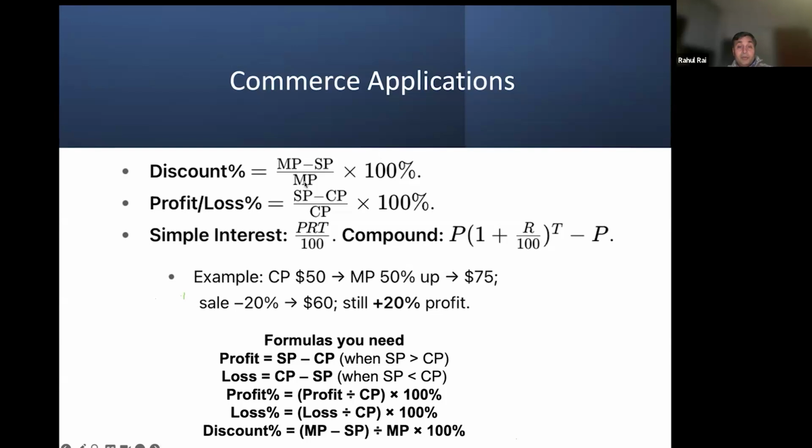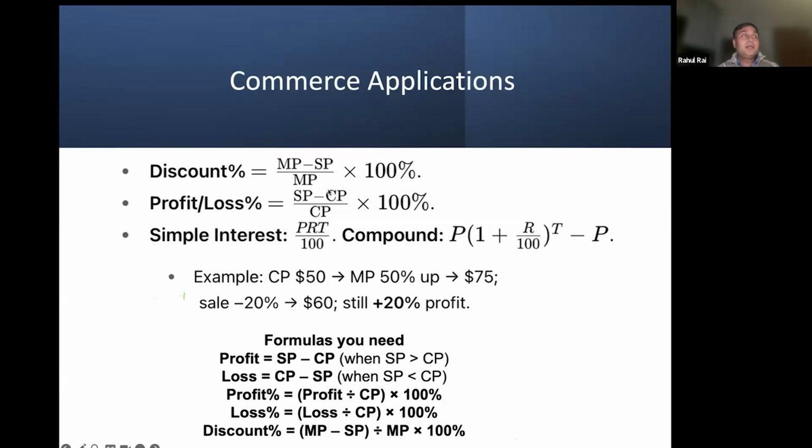Okay, now once you know the definition of what is compound interest and other things, the profit is basically sales price minus cost price. The loss is the cost price minus sales price if the cost price is more than the sales price. Profit percentage is profit divided by CP times 100. Profit and loss are computed by this. And the discount percentage is marked price minus sales price divided by marked price times 100. And those formulas are also listed here.